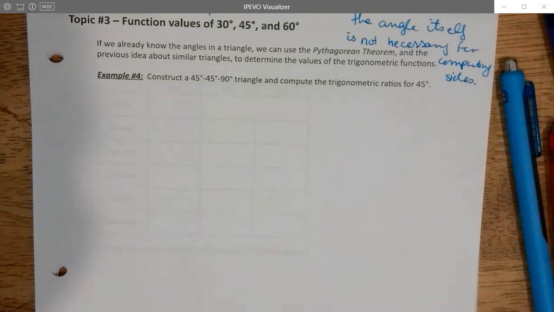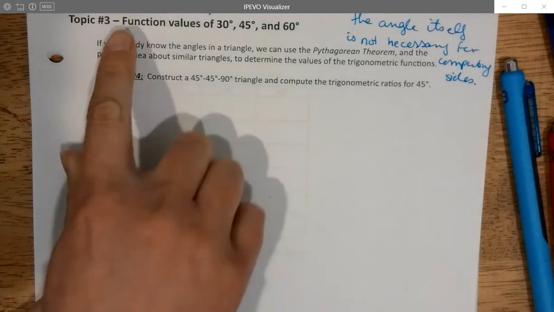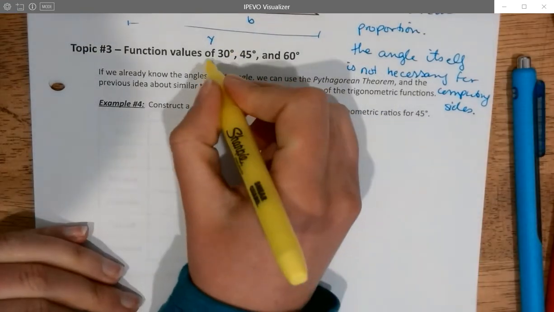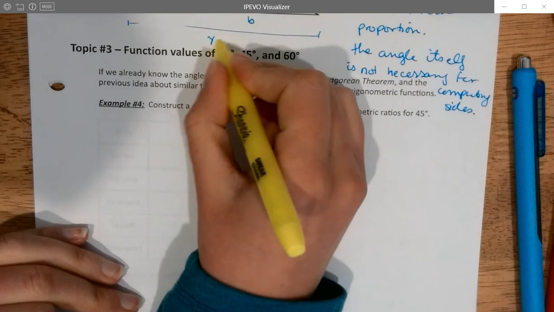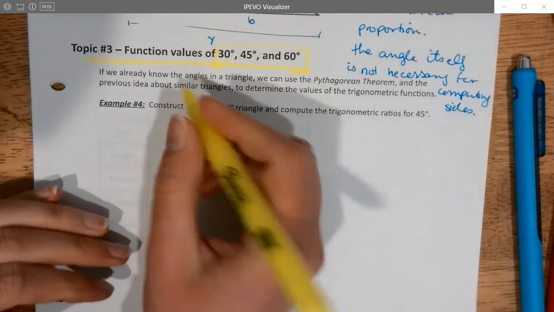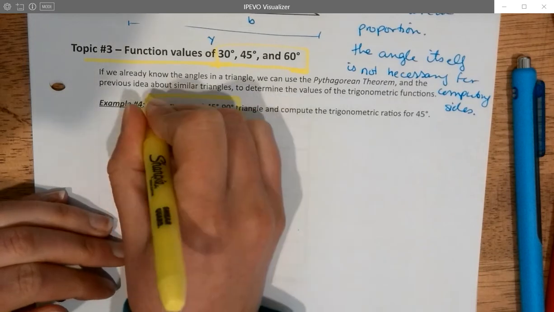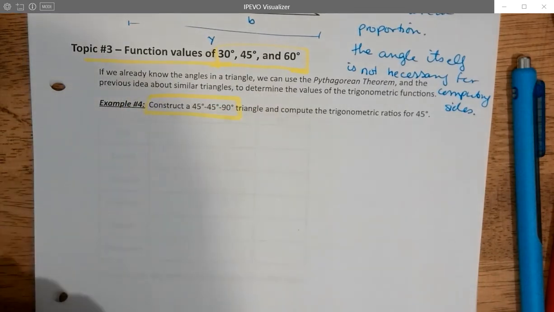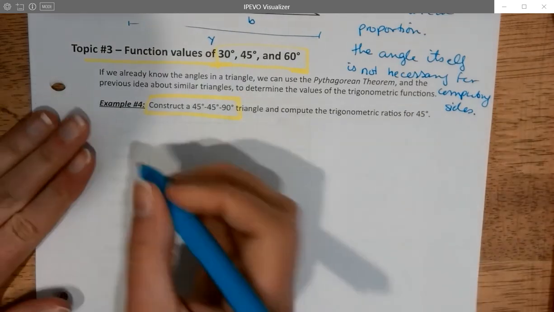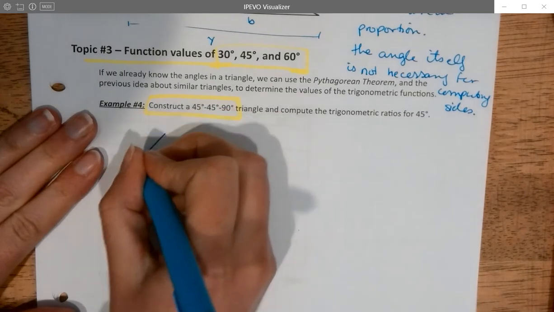Okay, we're going to look at topic 3 here, looking specifically at some function values for 30, 45, and 60-degree angles. Those are some special angles. Those angles are not altogether in the same triangle, so what we're first going to do is to construct a 45, 45, 90 triangle.